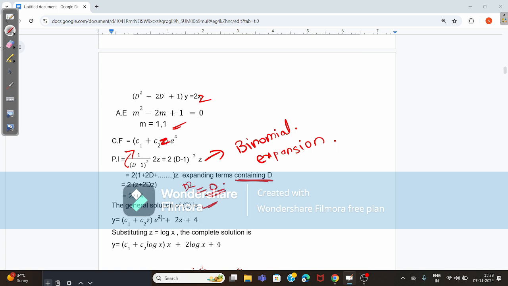In the place of z, put log x. So what the value becomes? (c1 + c2 log x) times x. x means e^(log x). So here e and log get cancelled out, x + 2 log x + 4. This is the required answer we have.